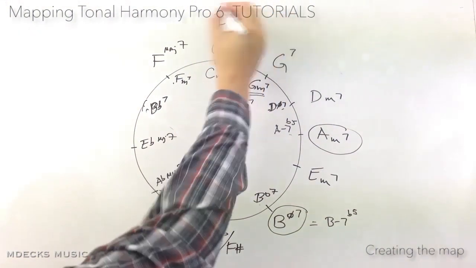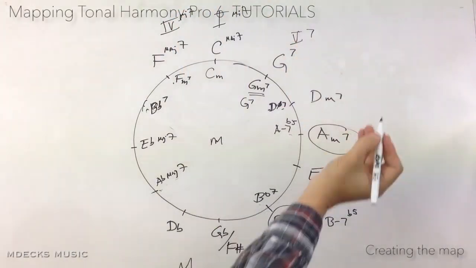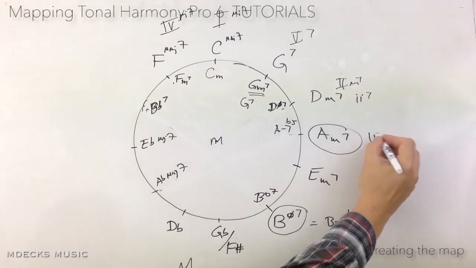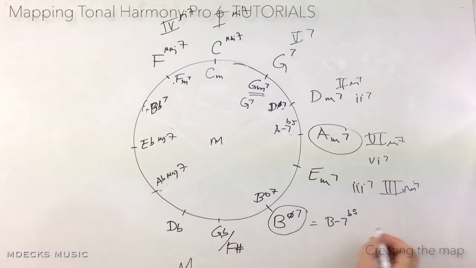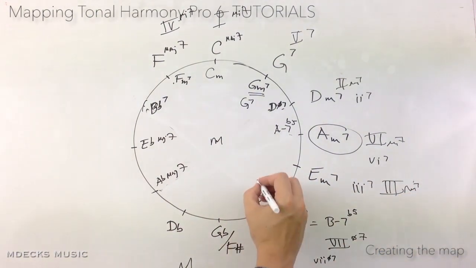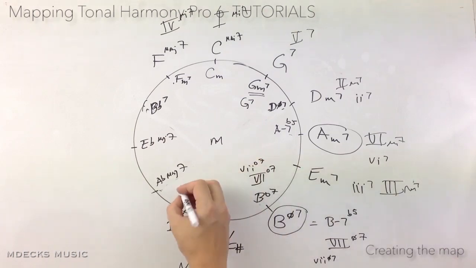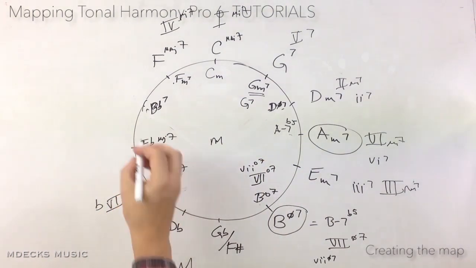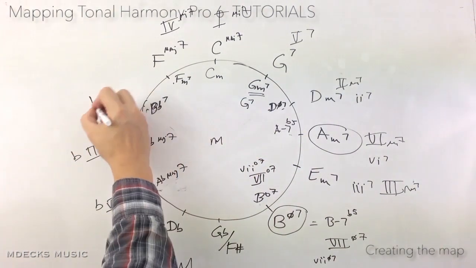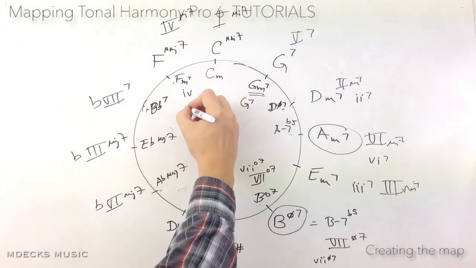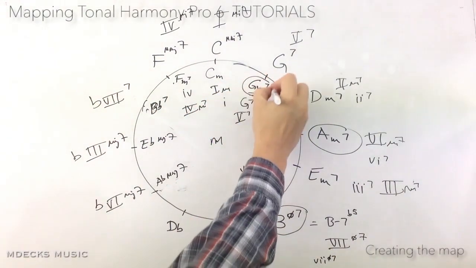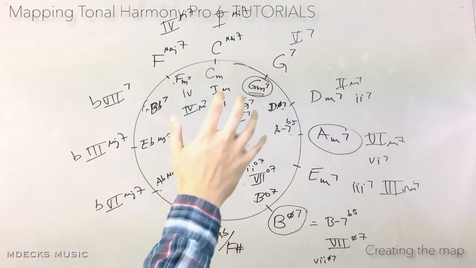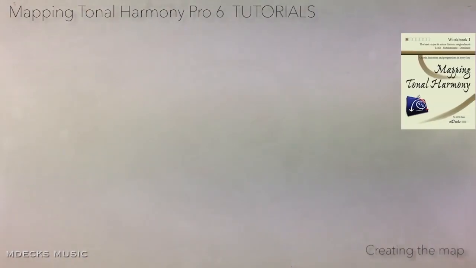1 major 7, 4 major 7, 5 7, 2 minor 7, 6 minor 7, 3 minor 7, 7 half diminished, 7 diminished, flat 6 major 7, flat 3 major 7, flat 7 7, 4 minor, 1 minor, and 5 7. We'll leave this G minor 7 for now. Let's work on the map.